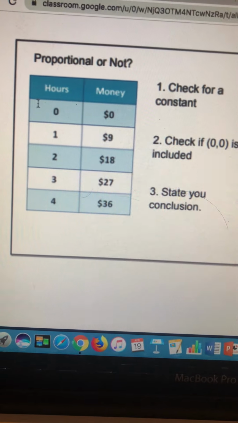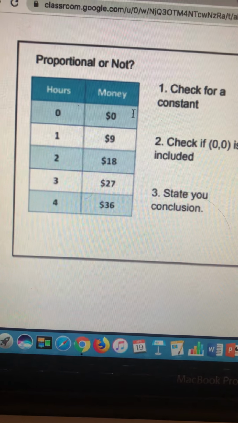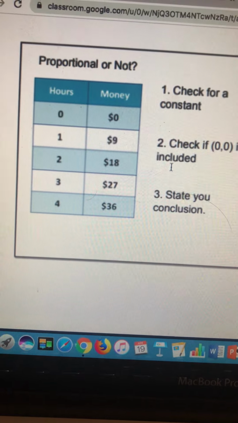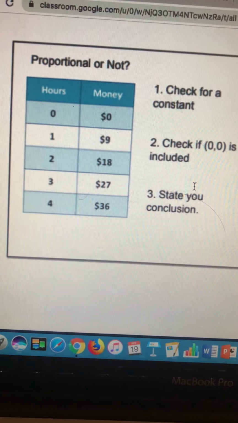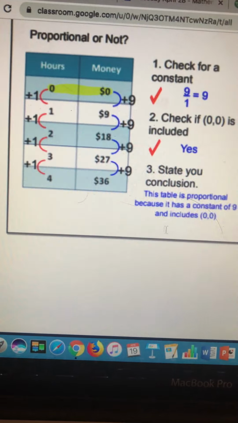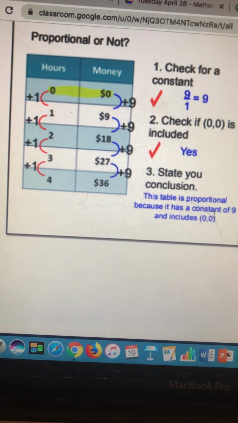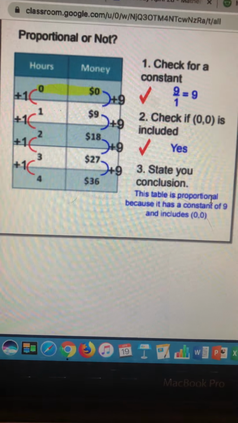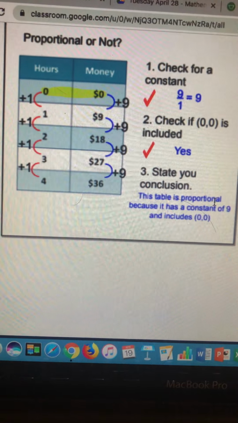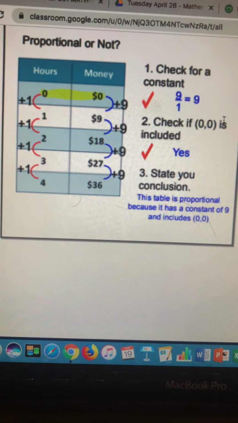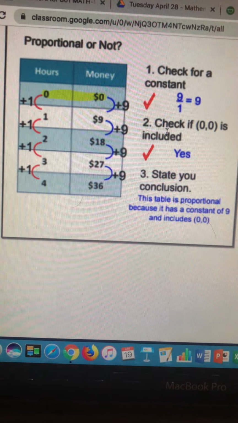Check if 0, 0 is included. So I go to my table. Here's 0. The y is 0. So check. Yes, 0 is included. So my conclusion would be this table is proportional because it has a constant of 9 and includes 0, 0. And that's it, guys. That's all it is. You just keep checking those 2 things. If both are satisfied, it's proportional.